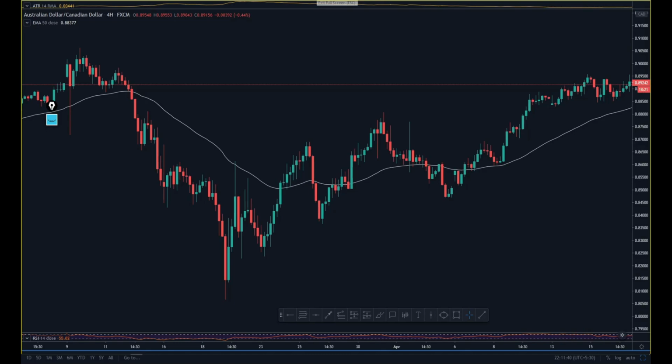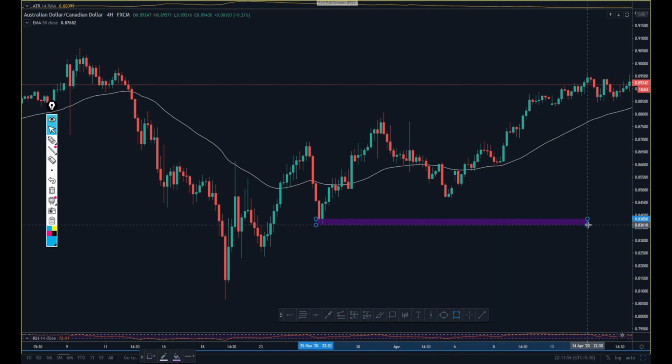So let's do the analysis on the Aussie CAD trade. As you can see in the chart, I took my starting point from here. And as you can see, the price broke the previous high and made a new high. So we will consider that higher low to be the area that, as long as the price stays above it, it will be in uptrend.